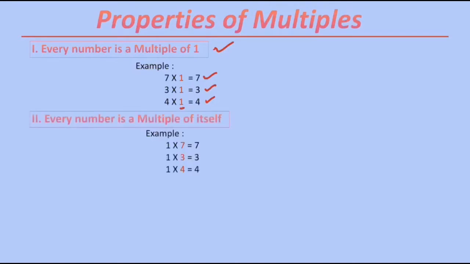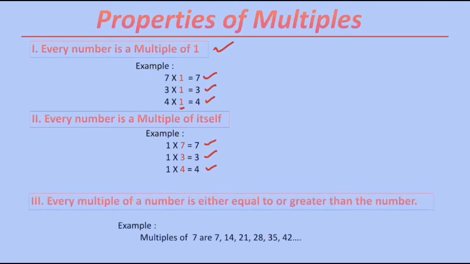Next property is every number is a multiple of the number itself. Here we have taken 1 into 7 gives 7, 1 into 3 gives 3, 1 into 4 gives 4. All these numbers are the multiples of the numbers itself, like 7, 3, 4 and so on.